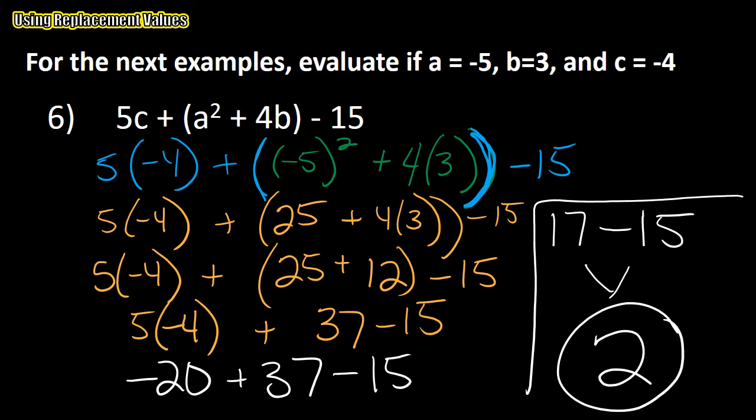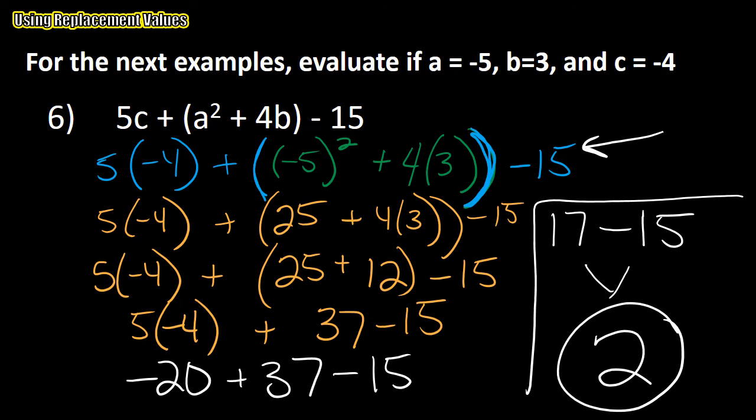And so all of that work to just give me 2. But you can see here that I showed all my replacement values first. I made sure I was neat and clean with using the parentheses. Made sure it was all there to start, and then I worked one step at a time. This one took a lot of steps.